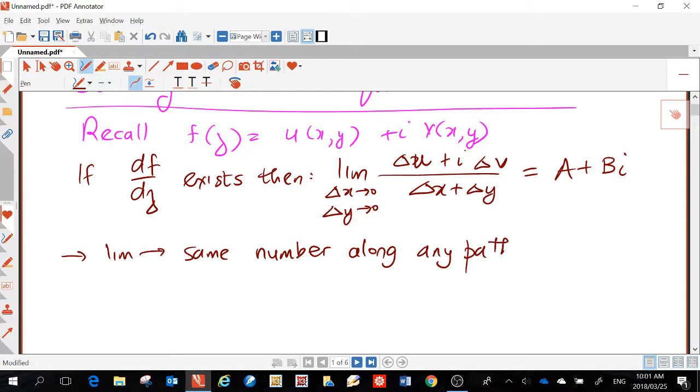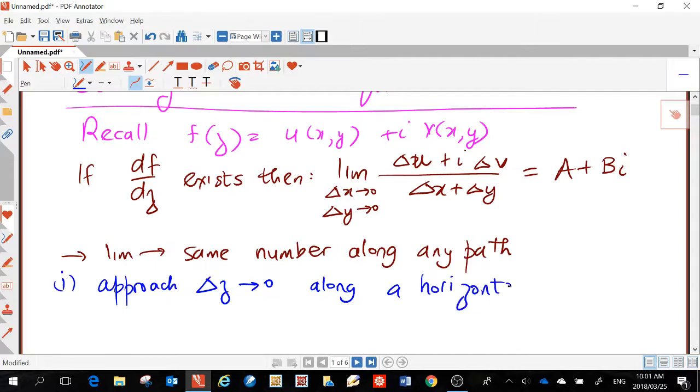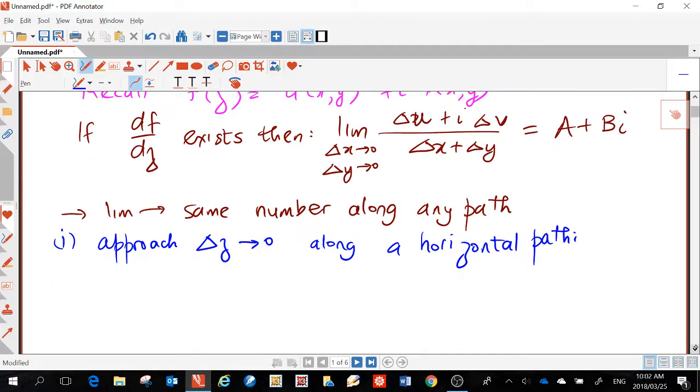So if you choose 2, 3, or 4 or 5 different paths and compute the limit, and you get the same answer, then you say the limit exists. If you don't get the same answers for 2 of them, then the limit does not exist. So in particular, let us choose 2 favored paths. First, let us have delta z going to 0 along a horizontal path. When we say a horizontal path, we mean there's no change in the height. So in other words, delta y is going to be 0.